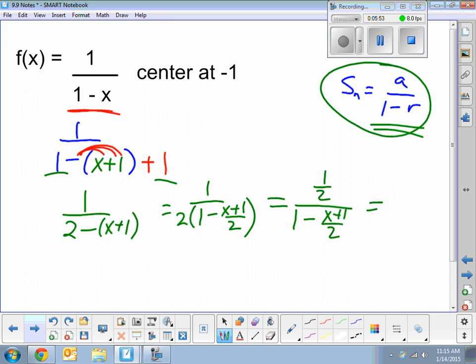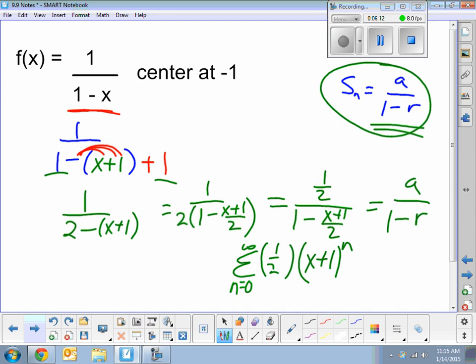Now you notice my a is 1/2 and my r is x plus 1 over 2. So putting this in my infinite series from 0 to infinity, my a is 1/2 and my r is x plus 1 over 2, to the n. Sorry, x plus 1 over 2 to the n, because that's my r. All right, you can then do what the other things we've looked at and find the radius of convergence and stuff like that to that series.